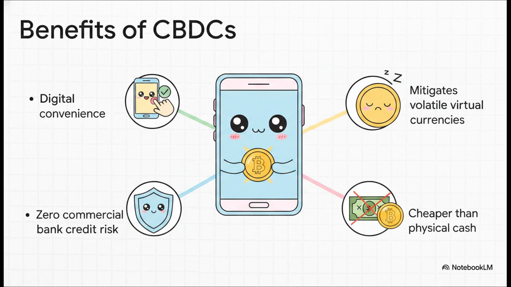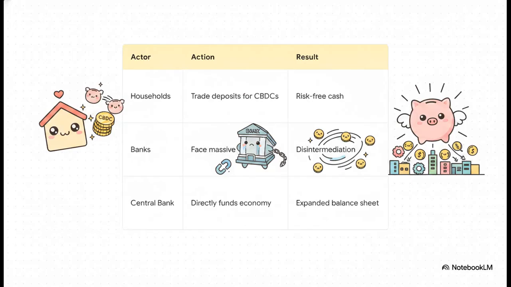And this ties directly into why central banks worldwide are actively developing their own digital money, known as central bank digital currencies, or CBDCs. The benefits here are absolutely huge. For you, this means the seamless digital convenience of an app, but with zero commercial bank credit risk. If your commercial bank fails, your CBDC is perfectly safe because it's a direct claim on the central bank itself. Plus, it provides a really stable alternative to wild, volatile cryptocurrencies, and honestly, it's just much cheaper to maintain than physical paper cash.